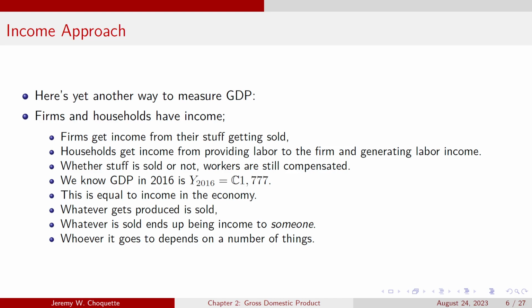So whether stuff gets sold or not, if you're a worker, you're still compensated. If you work for a company that produces stuff, and they make 100 units of the stuff or 110 units of the stuff, you're getting paid regardless. So at least from that end, we know, just looking back at the previous slides, that GDP in 2016 was 1777. Now, that's equal to income in the economy, because whatever gets produced is sold, and whatever is sold ends up being income to somebody.